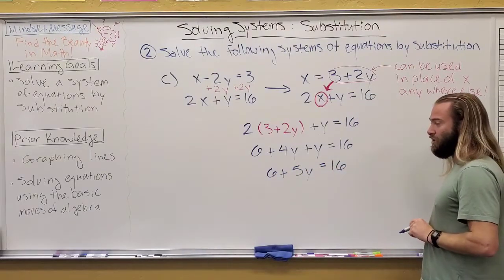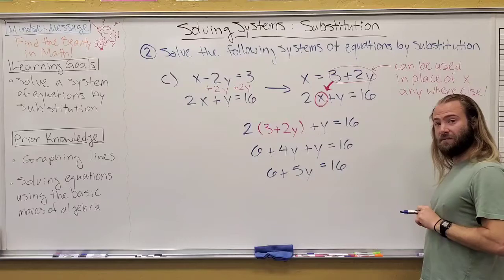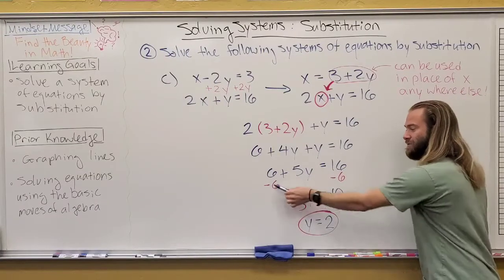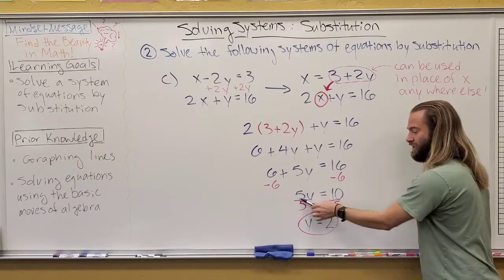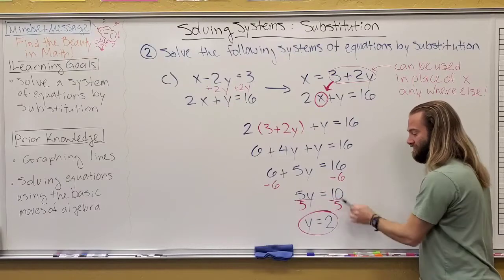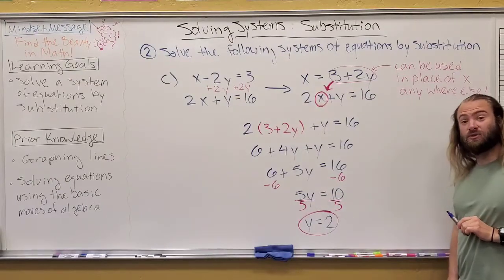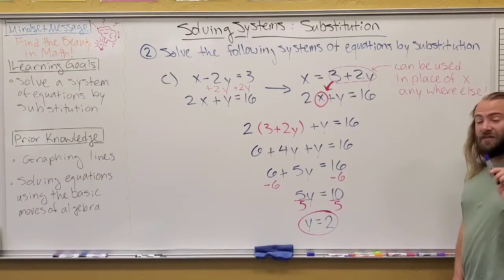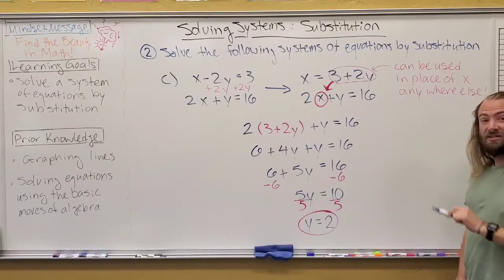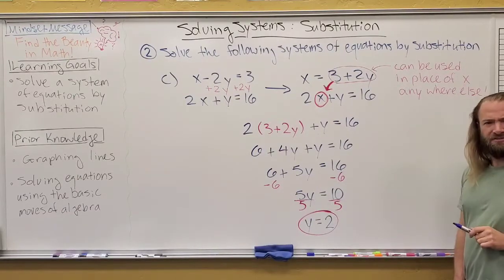And at this point now, all we need to do is backtrack it. So finishing these steps, if I subtract 6 from both sides, I get 5y equals 10. And if 5y equals 10, then y must equal 2. So we've got the y coordinate where these lines cross each other, but we've still got to figure out the x.